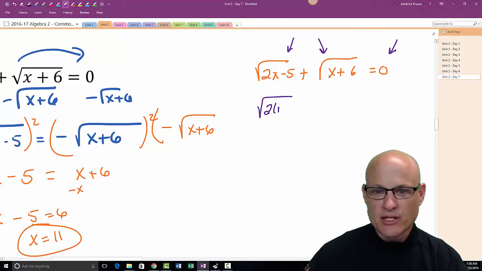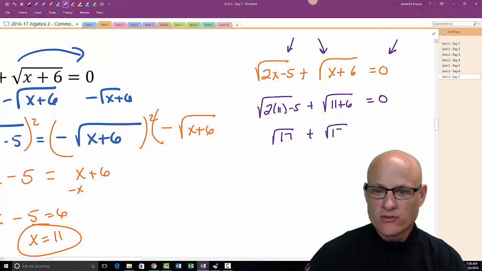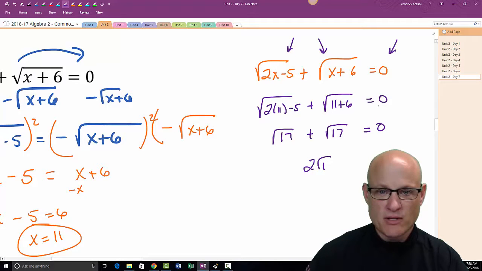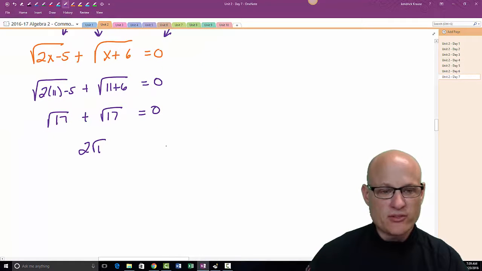So 2 times 11 minus 5 plus the square root of 11 plus 6 equals 0. So this is the square root of 22 minus 5. 22 minus 5 is, what's that, 17? Plus the square root of 17 equals 0. And so square root of 17 plus the square root of 17 is 2 square roots of 17, which clearly does not equal 0.